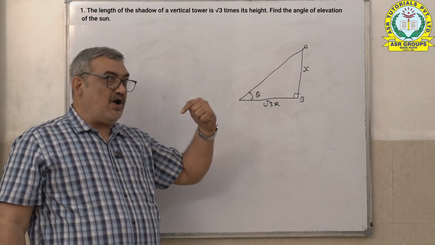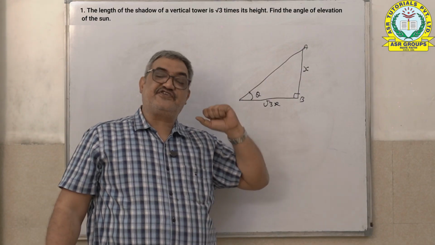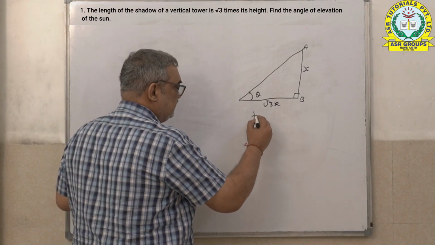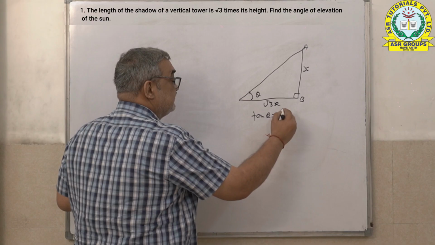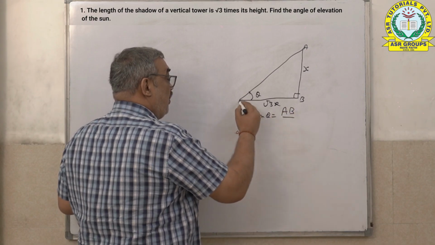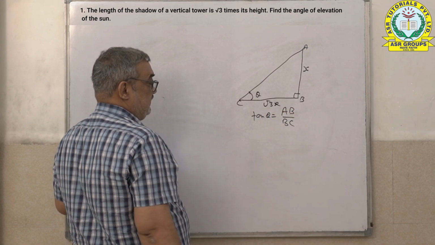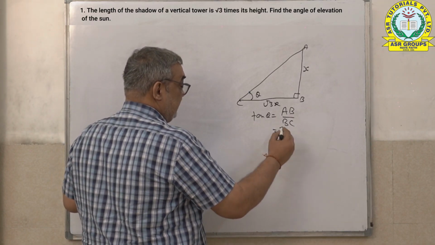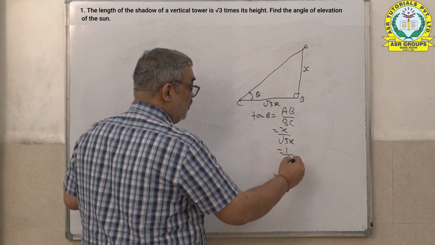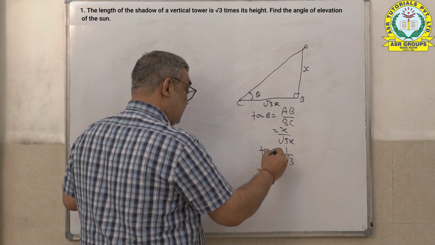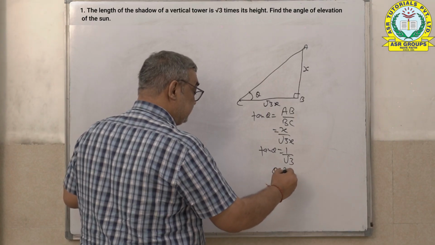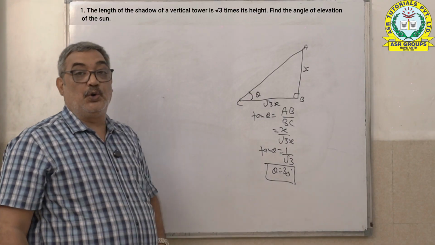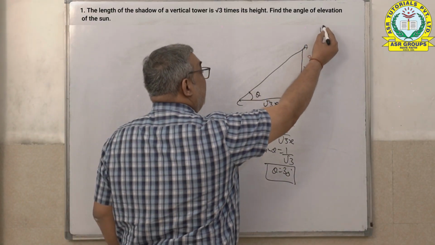So opposite upon adjacent. What do you take? Think tan. So we'll use tan theta is AB upon BC. AB is x, BC is root 3 x, so 1 upon root 3. Now, theta equals 30 degrees because tan 30 is 1 upon root 3. This is my first sum, my dear.